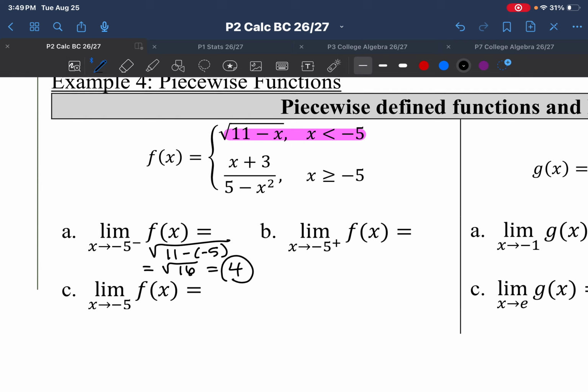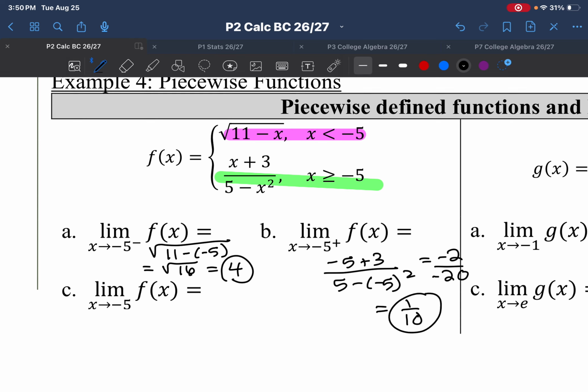Okay, now from the right side, which would be the other side, I would plug in -5 into the one I highlighted in green. Okay, so I have -5 plus 3, which is -2, over 5 minus 25, which is -20, which gives me 1/10. And then notice I have the overall one. So if my limit from the left does not match my limit from the right, then I say the limit does not exist.